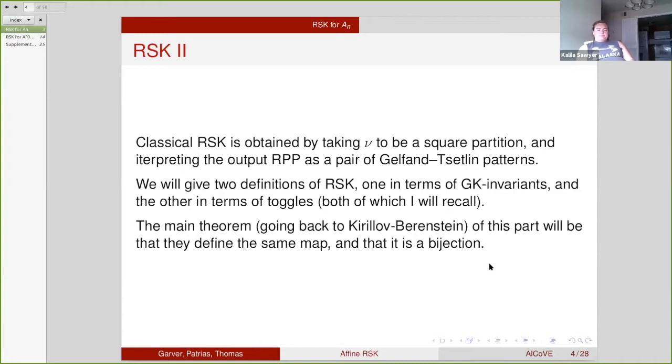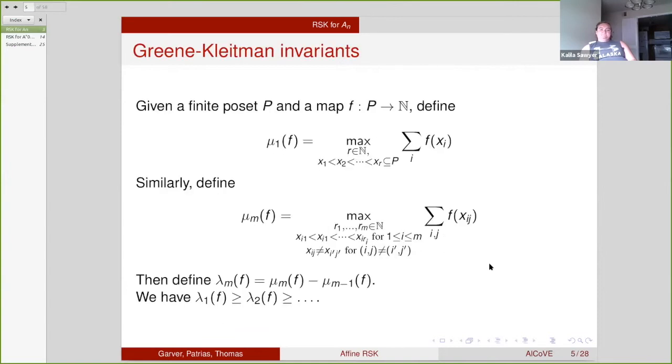So what I'm going to talk about is a couple of ways to define RSK in this general setting that I'm using. One of them in terms of what I'm calling Greene-Kleitman invariance, though I'm not sure that's the best way to describe it. And the other one in terms of toggles, and I'll explain what both of those things are. And then in this finite type setting, the main result is that these two things define the same map, and it's a bijection. Okay, so let's tackle the Greene-Kleitman invariance.